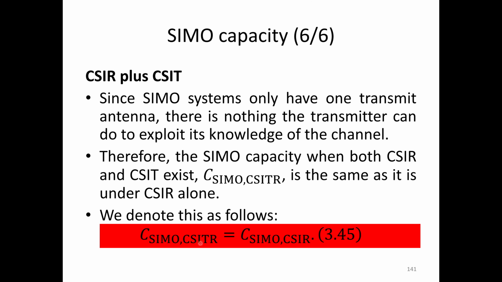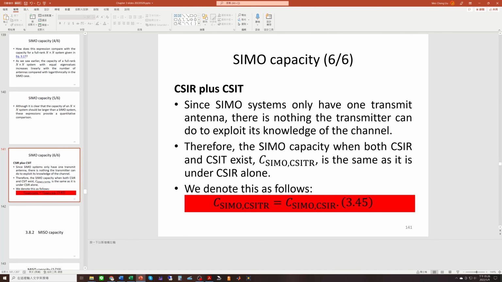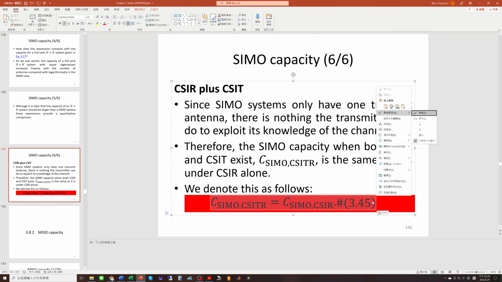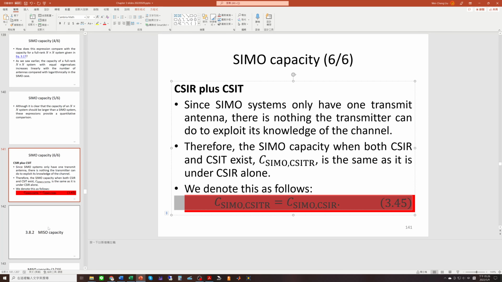C-SIMO CSIT-R is equal to C-SIMO CSIR. Again, the place of the equation number is not correct. Let me fix it. Okay, good.